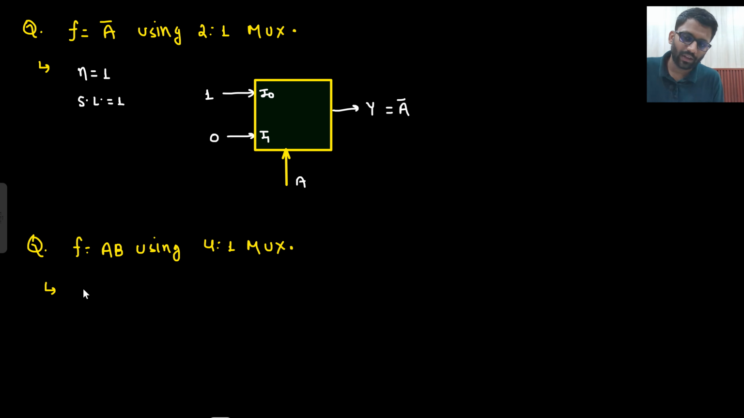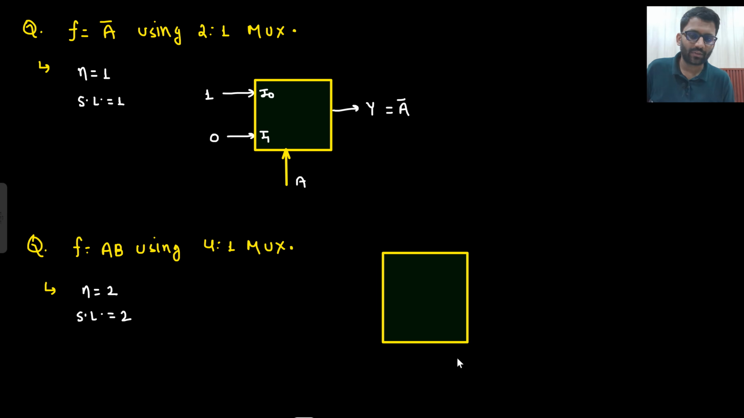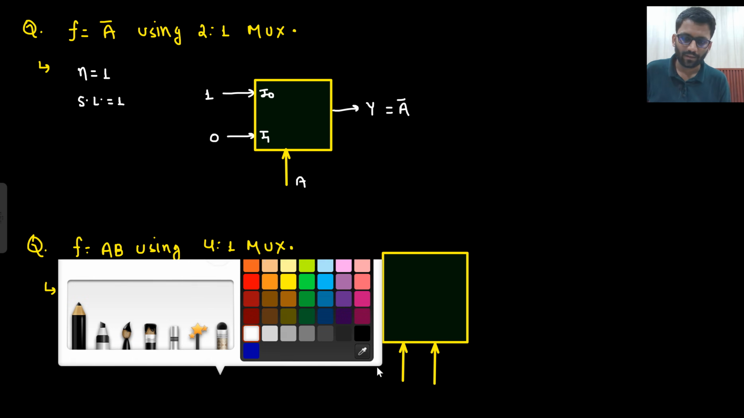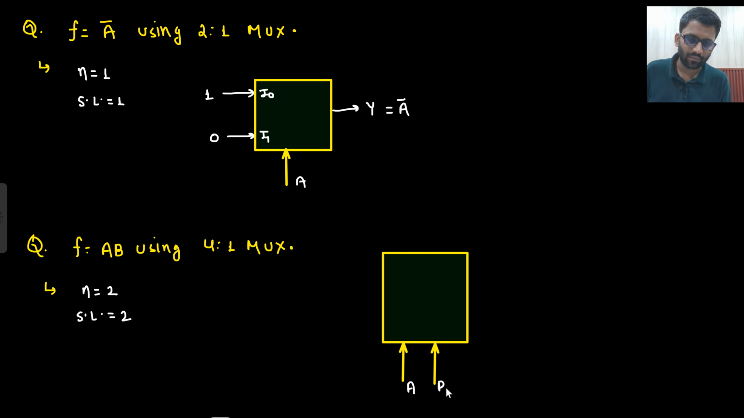Let's make this one. F is equal to AB. The number of inputs is 2, and the number of select lines is 2. So in the select lines I will put A and B. This is your I naught, I1, I2, I3, and this will be your output Y.